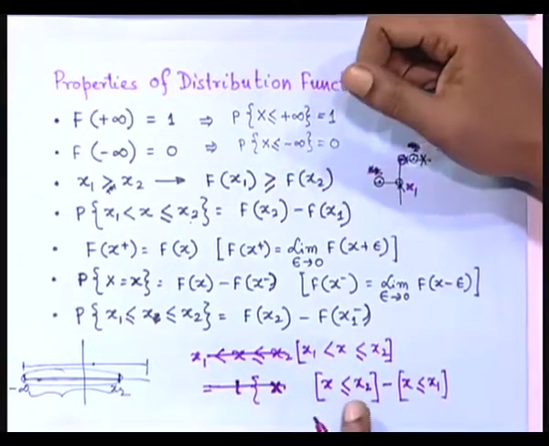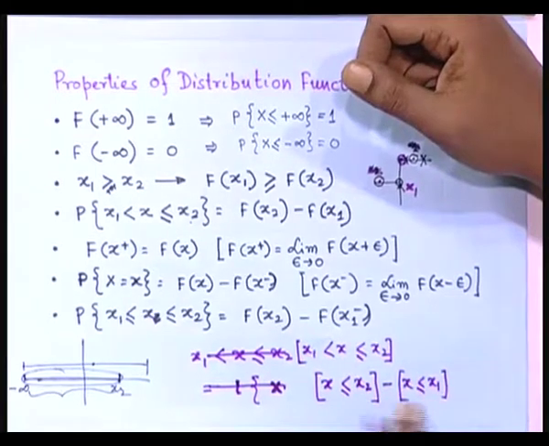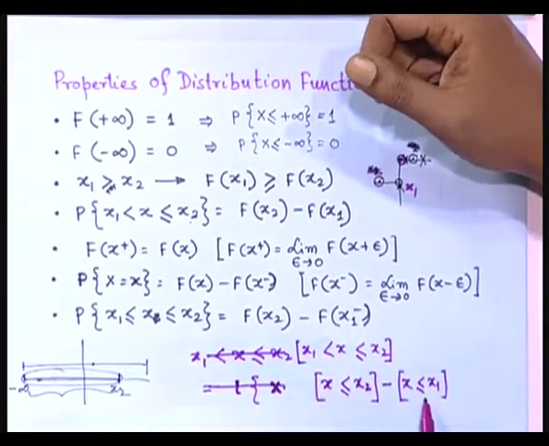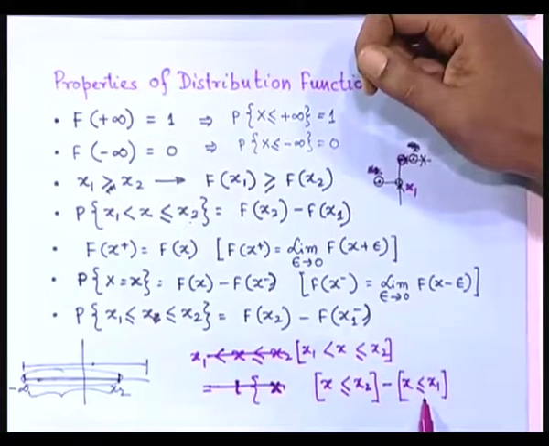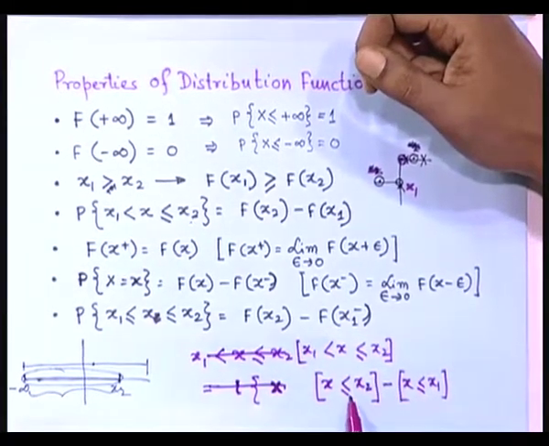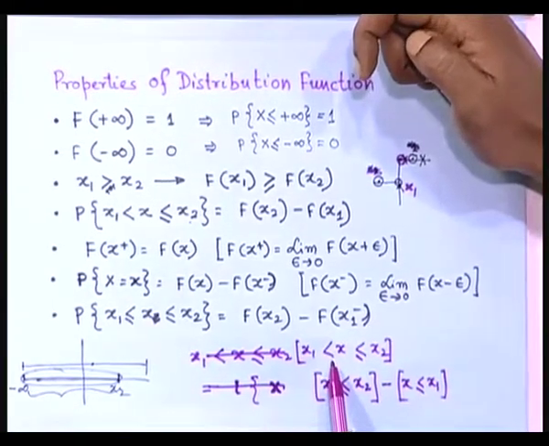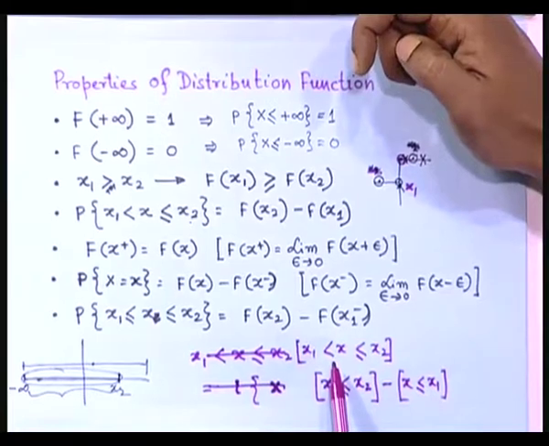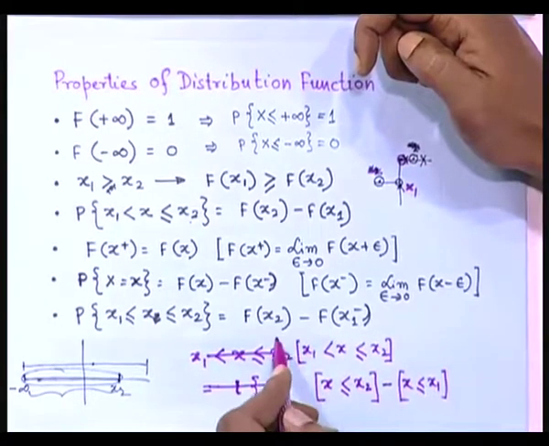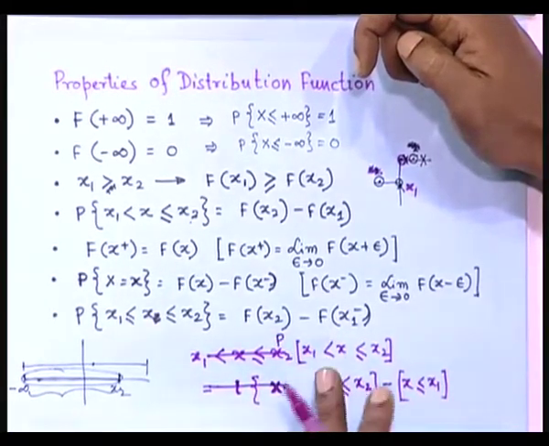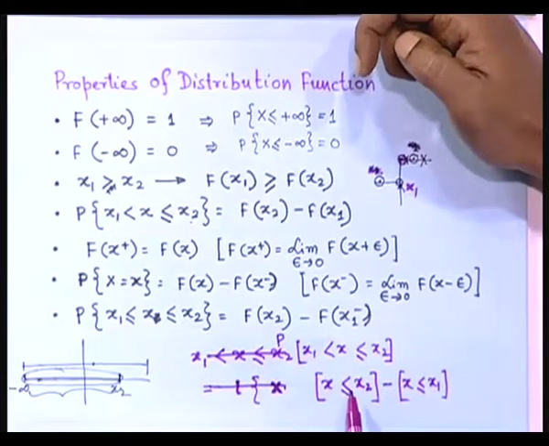If you subtract from this interval this, you will get this, and because you have less than or equal to, the point x1 is actually included in this interval. So, when you subtract from here, the point x1 will be excluded from that interval, therefore, it is less than and not less than or equal to here. So, obviously, the probability of this is going to be, since these are disjoint sets.